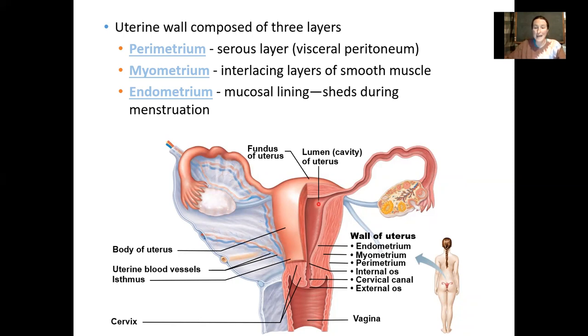Finally, the endometrium, endo meaning all the way on the inside. This is a mucosal lining. This, or at least part of this, is what sheds during menstruation. If there is a fertilized egg, that will implant in the endometrium. So it physically grows into this layer of the uterus, and it forms its own blood supply within the uterine wall.